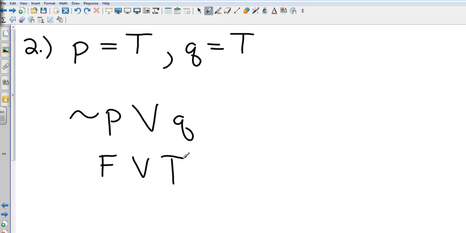Now, it's an or statement. So if I have a false or a true, what is the truth value of my entire statement? True. If it's an or statement, if one of them is true, it's always true. Remember, if it's an and statement, if one of them is false, it's always false. So remember the difference between and and or.